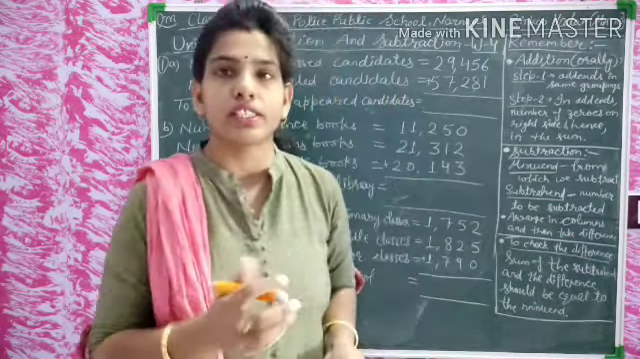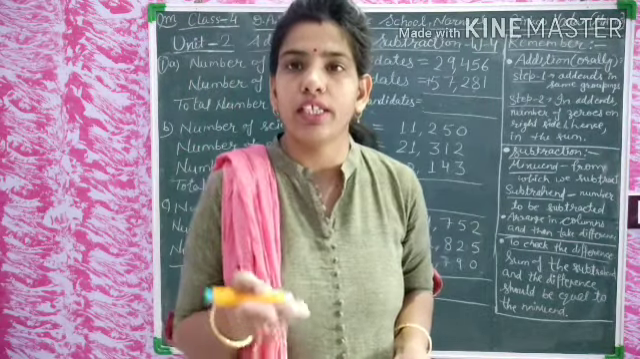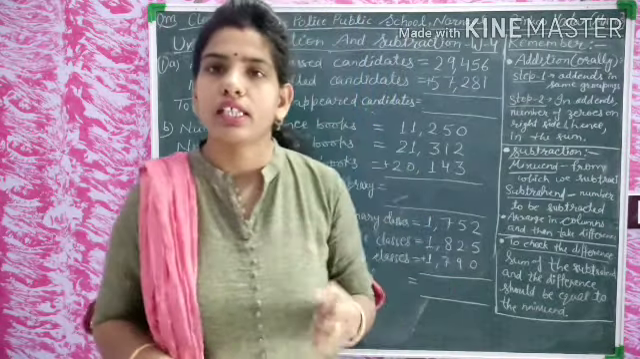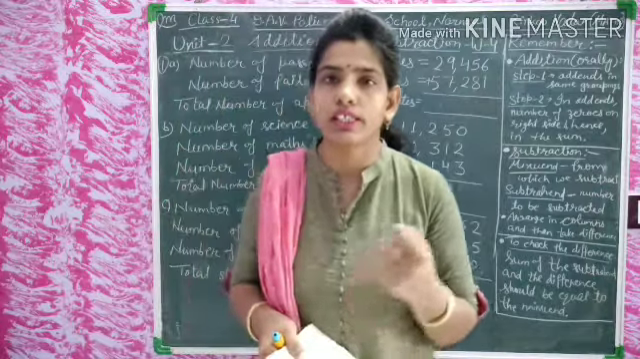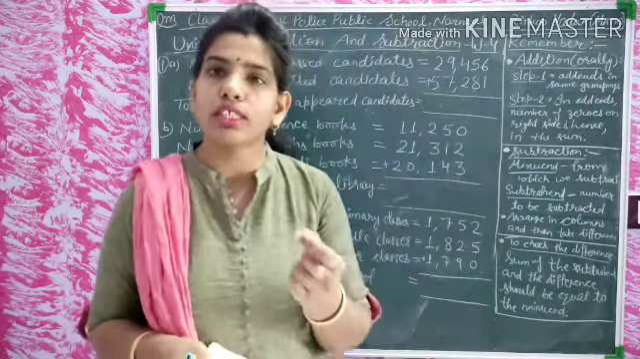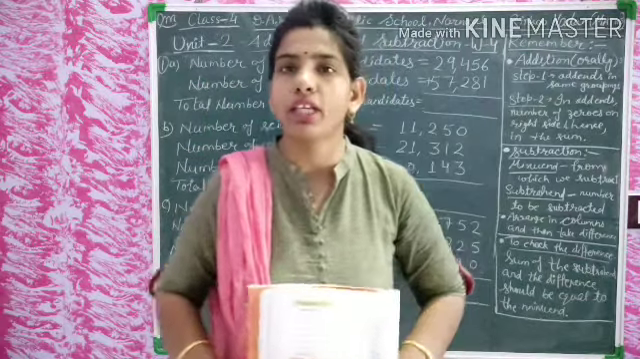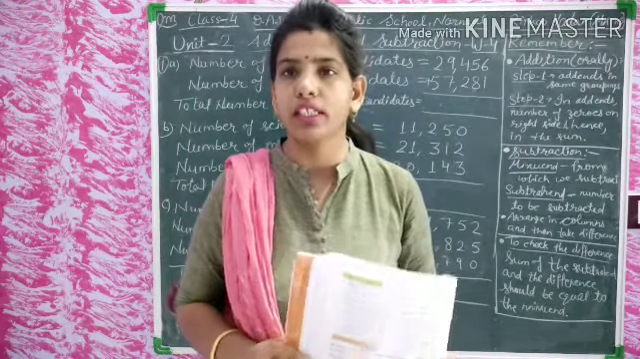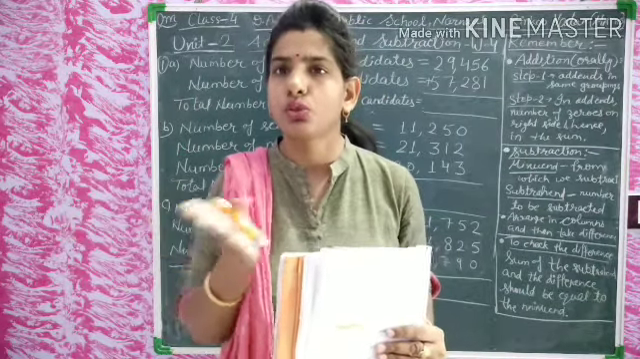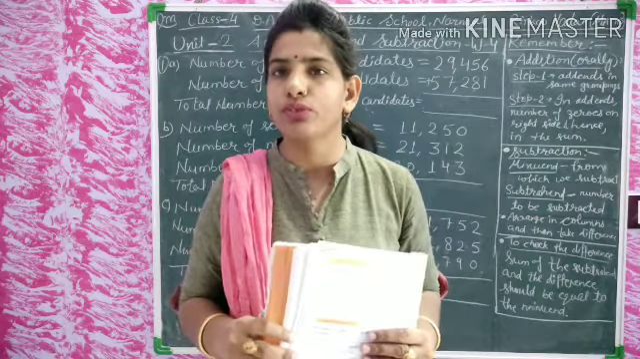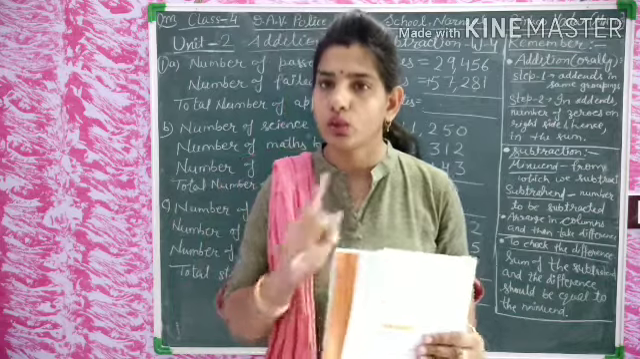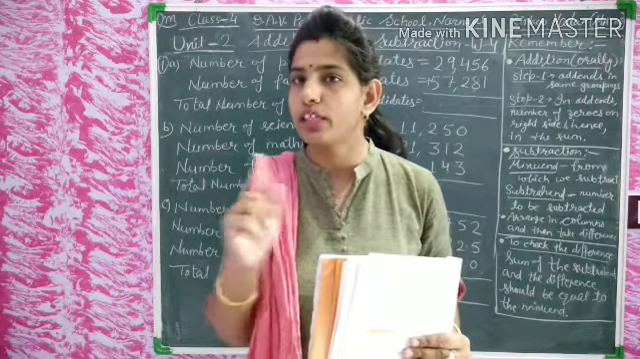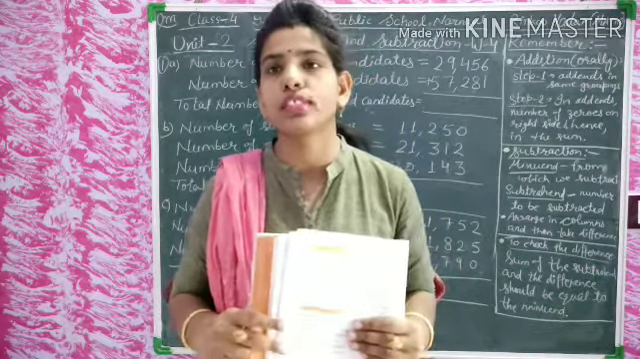How many candidates? You will find here the total number of candidates who appeared. In your class, there are 25 students or 30 students. If 2 students failed, and 28 students passed, and 2 candidates failed, then how many total students are there? 28 passed and 2 failed, total students 28 plus 2, it means 30 students. Same here, doing like this.